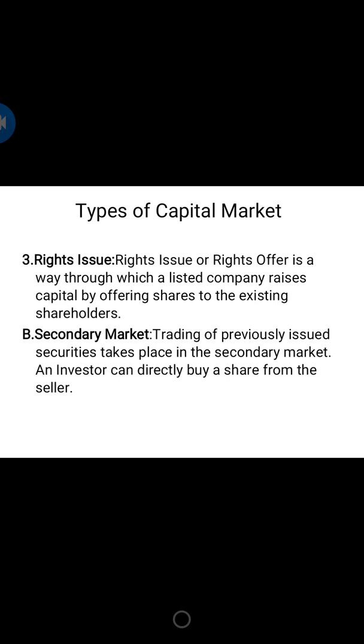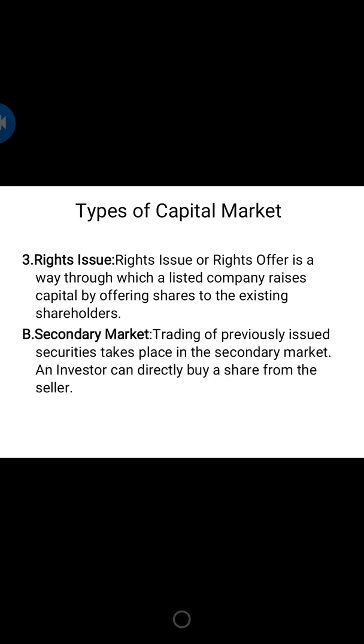The ones who purchased in the primary market are going to sell it in the secondary market. So we also call it aftermarket, because it comes after the primary market, right? In the secondary market, investors directly buy the shares from the seller. Who are the sellers now? The ones who purchased the shares in the primary market are the sellers in the secondary market. The secondary market has a huge volume and magnitude of transactions that affect the primary market. Secondary market includes both stock exchanges and over the counter market.